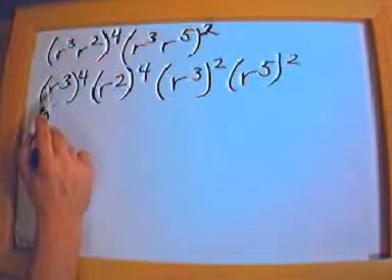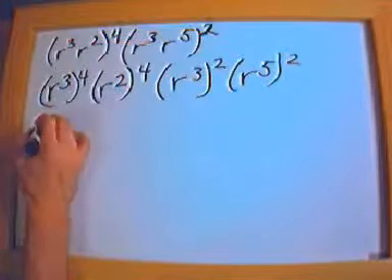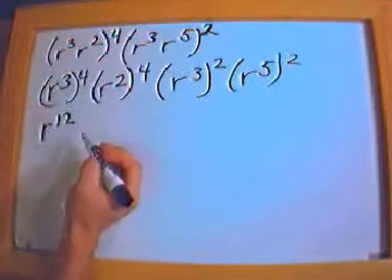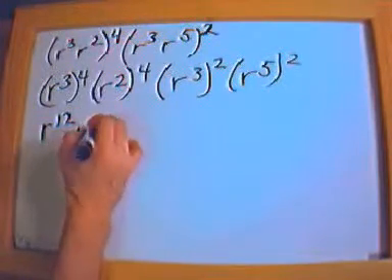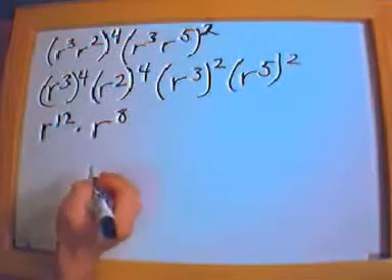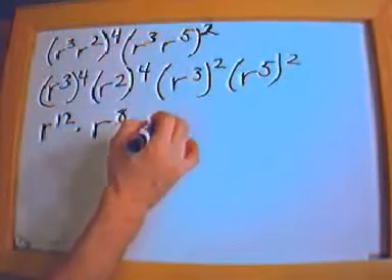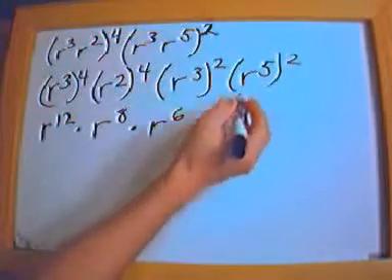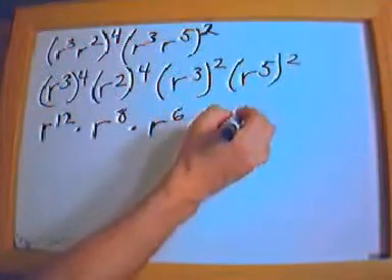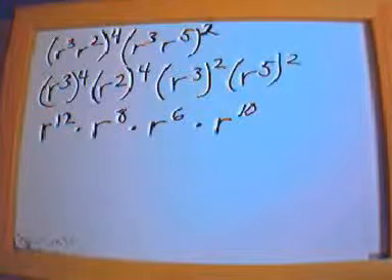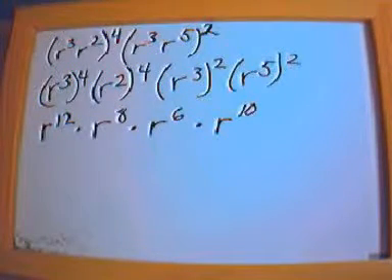Okay. R to the third raised to the fourth power is r to the 12th, because 3 times 4 is 12. The next one, 2 times 4 is 8, so it's r to the 8th. The next one, 2 times 3 is 6, r to the 6th. And the final one, 5 times 2, makes r to the 10th. Okay? And then, all you really have to do at that point is add them all up.